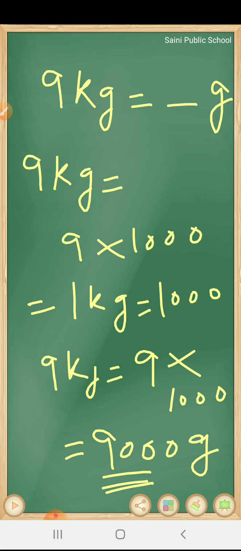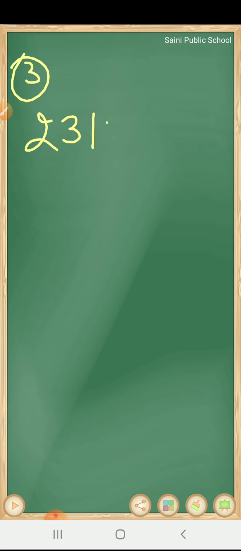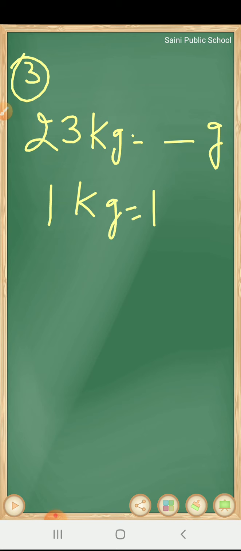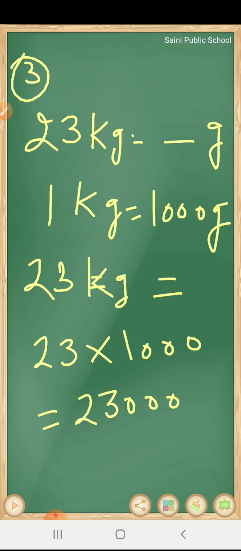Let us discuss one more example. Suppose we want to convert 23 kilogram into grams. Now we know that 1 kilogram is equal to 1000 gram. So 23 kilogram is equal to 23 into 1000, which means 23,000 gram. So we can convert kilogram into gram like this.